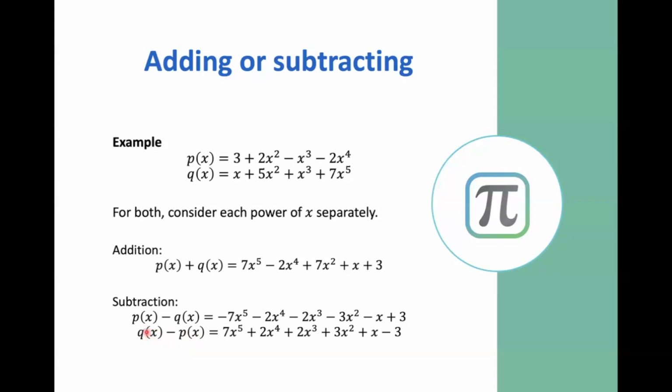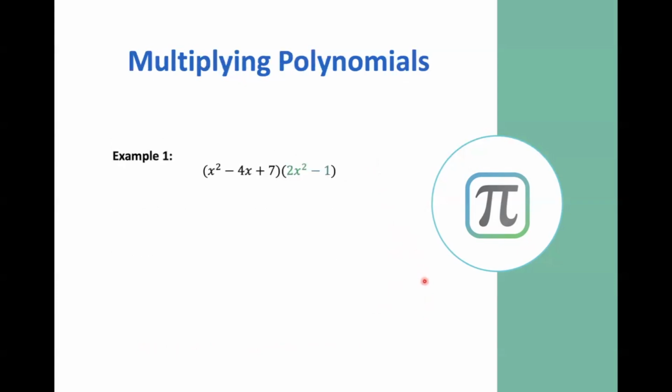If we are doing p of x minus q of x, we would have negative 7x to the 5 minus 2x to the power of 4 minus 2x to the power of 3 minus 3x squared minus x plus 3. But if we are doing q of x minus p of x, all of the terms are flipped. So that's something to be aware of. In addition, it does not matter. In subtraction, it does. But those are probably the more straightforward manipulations of two polynomials.